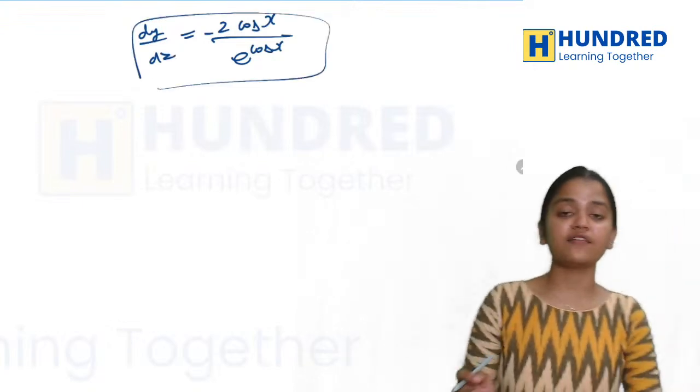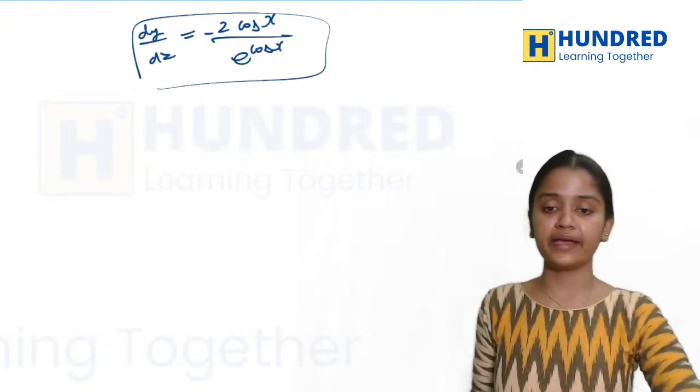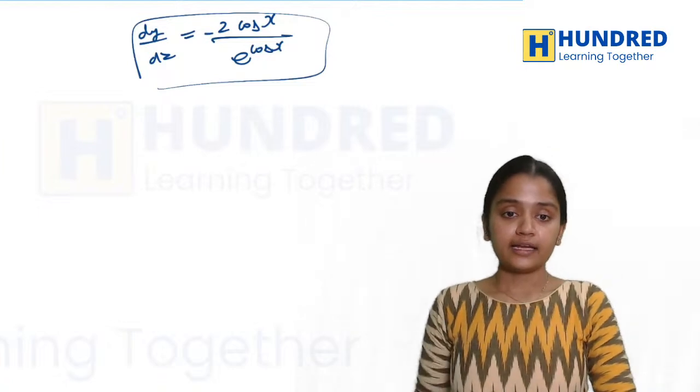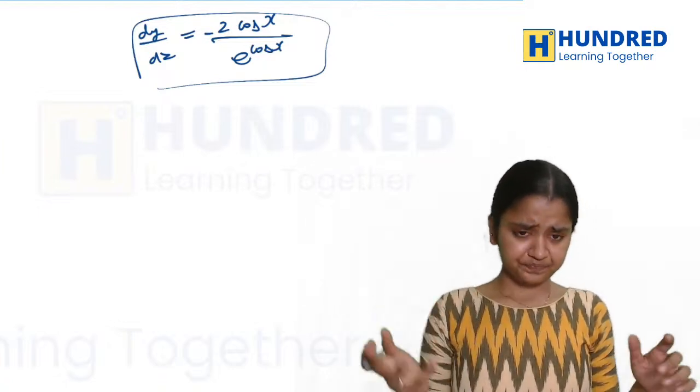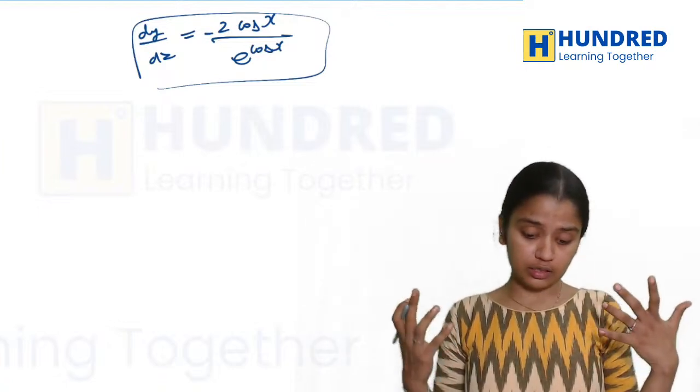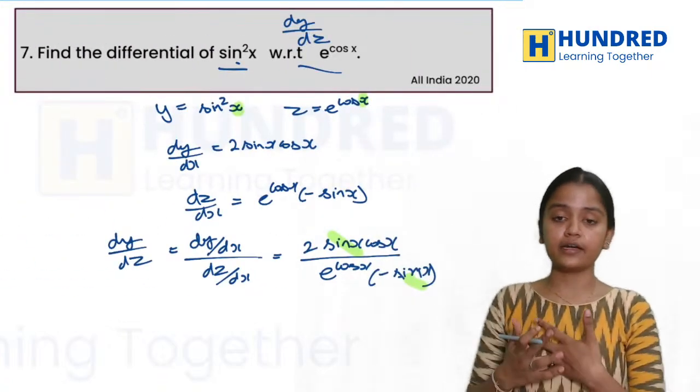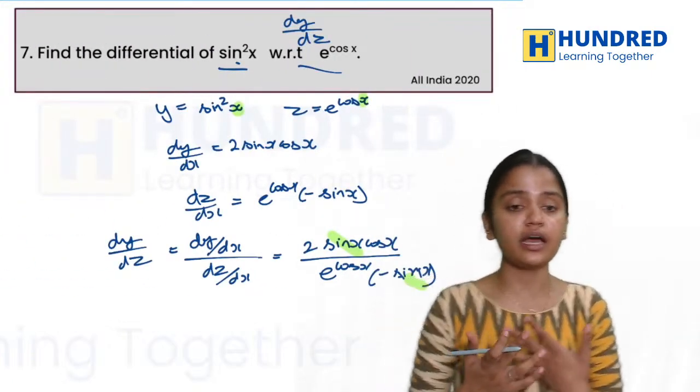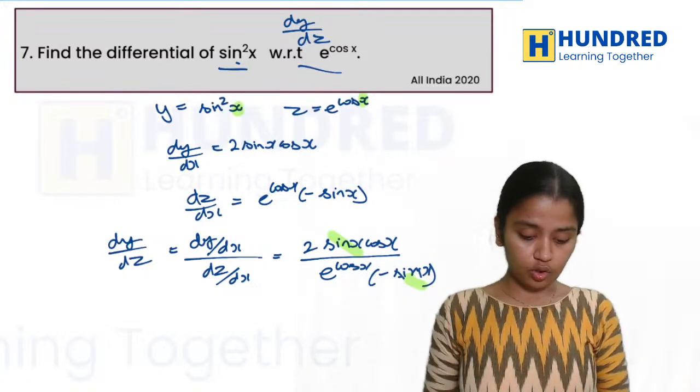This is how we differentiate. So basically what I have found is the differentiation of sin square x with respect to e power cos x. Okay, now let's go to the next one.